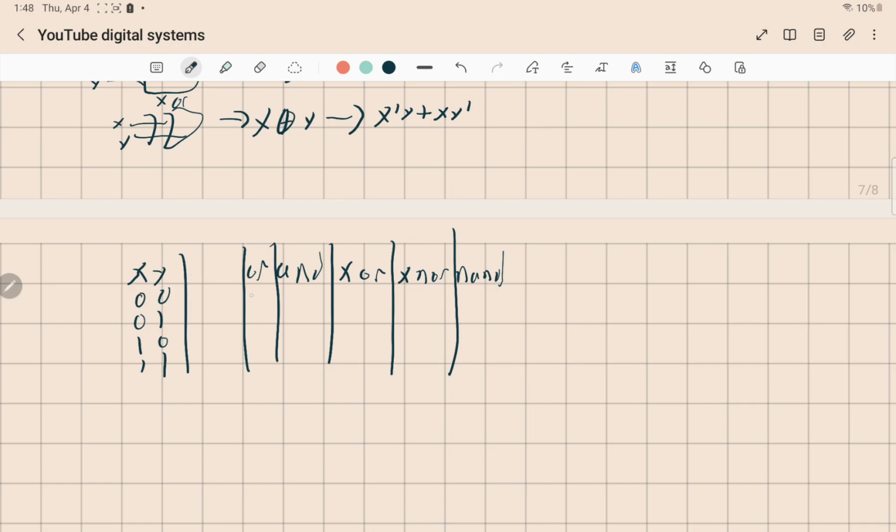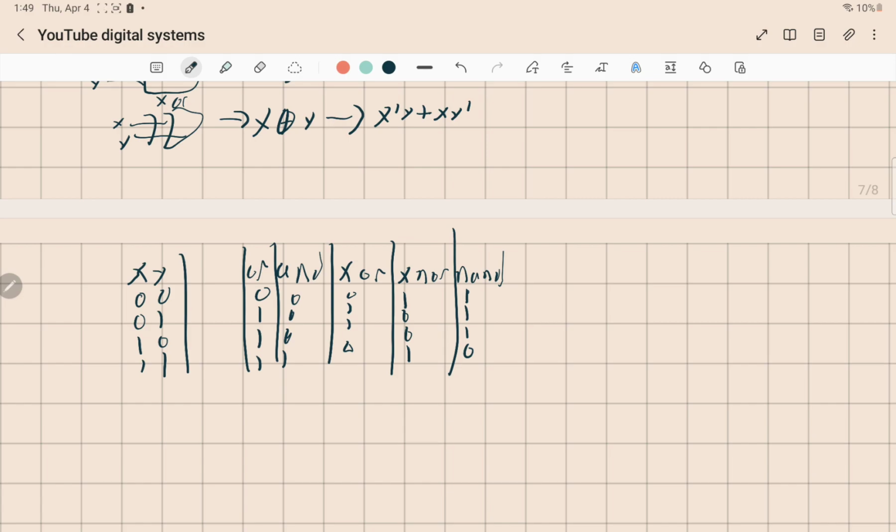But OR is going to be 0, 1, 1, 1. AND is going to be 0, 0, 0, 1. XOR is going to be 0, 1, 1, 0. XNOR is going to be 1, 0, 0, 1. And NAND is going to be 1, 1, 1, 0.